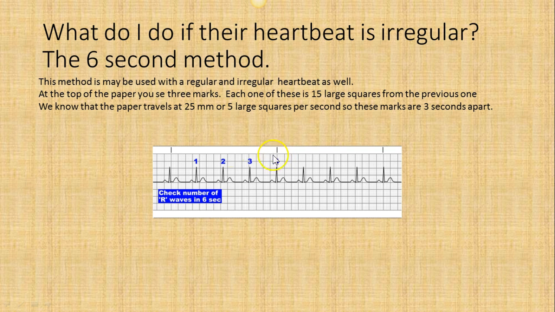large boxes between these two marks. So that would be 3 seconds. There are 5 big boxes per second. 15 divided by 5 is 3 seconds. So each one of these tick marks is 3 seconds apart. So what are we going to do?